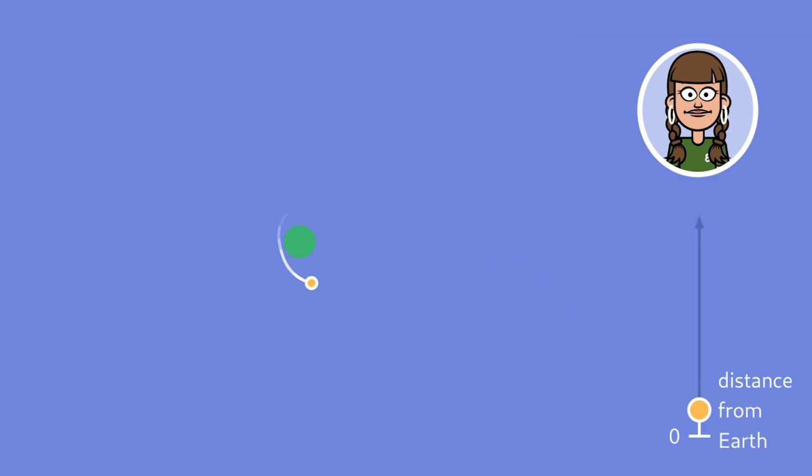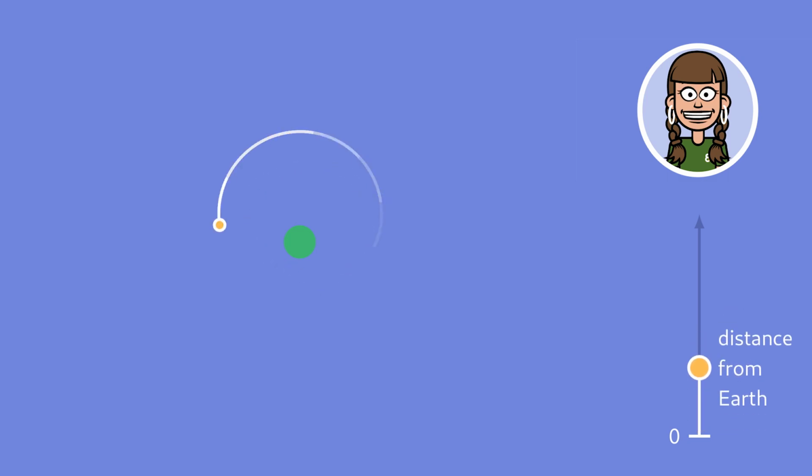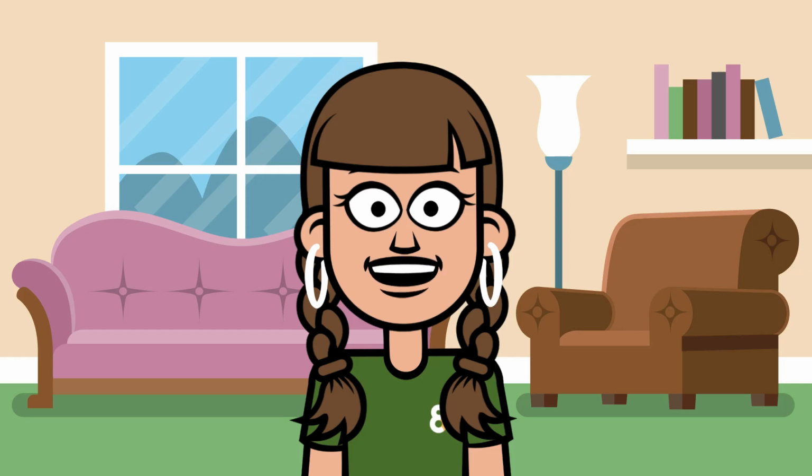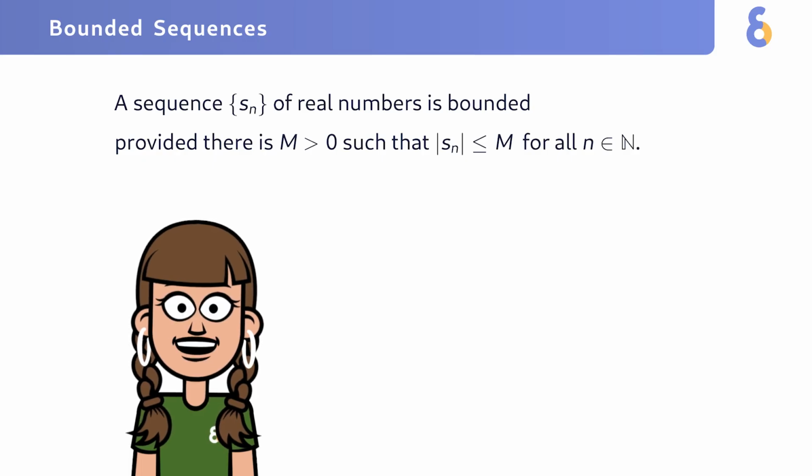And lastly, we could have a non-monotone and unbounded sequence, like a satellite that orbits around Earth with its distance from Earth oscillating but tending to get farther and farther away each time it orbits. Understanding these 4 different examples and the corresponding types of sequences will help us prove whether the sequences converge or diverge. Now let's formalize the term bounded.